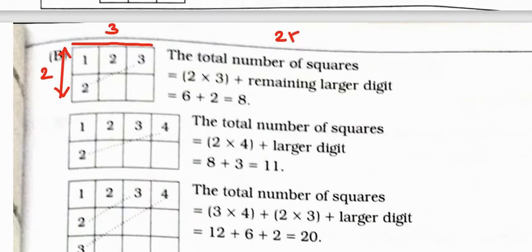2 multiplied by 3, plus remaining larger digit. Now tell me, remaining larger digit. I multiply these 2 and 3. Those numbers are over. Then remaining digits are 1 and 2, and in this 1 and 2 the larger digit is 2, and therefore 6 plus 2, that is 8 squares.